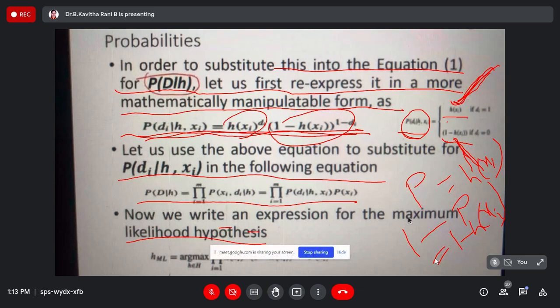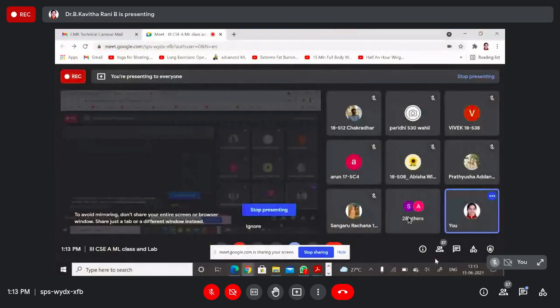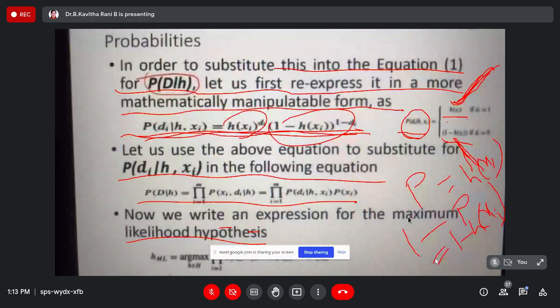MAP is nothing but maximum a posteriori hypothesis, to find the hypothesis having the highest probability among all the hypotheses in the hypothesis space. That is nothing but the MAP concept. Again, to the MAP concept, we applied the maximum likelihood hypothesis with least squared error.